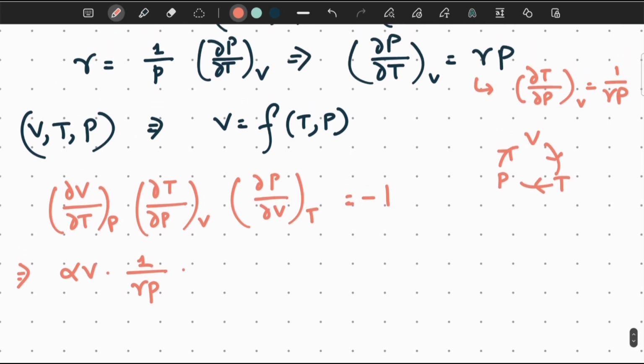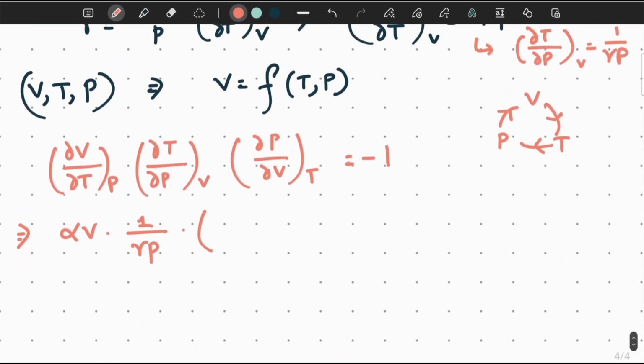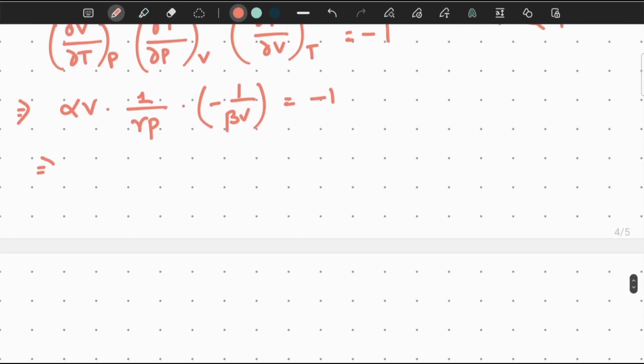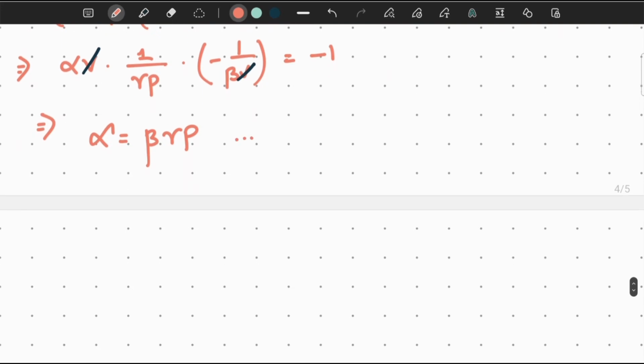And the third one, del P del V at constant T. From here you can write del P del V at constant T is essentially 1 by minus beta V. So it is minus beta V. So that is minus 1. So the minus will go away, and V will be cancelled. So from here it is clear, alpha equals beta times gamma P, and we had to prove this one, beta times gamma P. So hence it is proved.